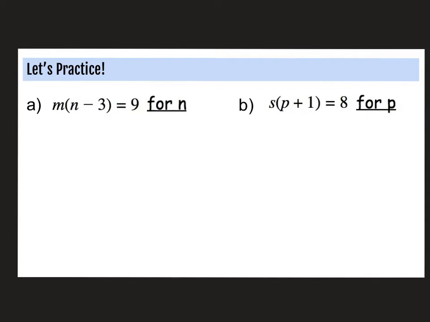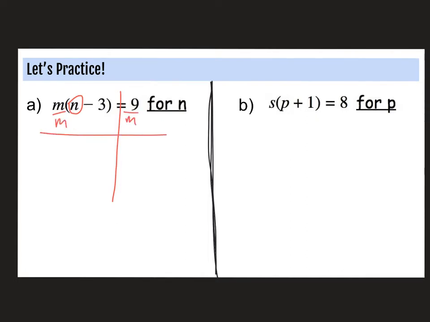So let's start by just looking at a few more examples like this. I'd like you to watch letter A here with me, and then try letter B, and we'll see if we've got this down. First off, as we look at letter A, there are a few different ways we could do this. We're trying to solve for n, so I'm going to circle n. First off, we can get rid of this m on the outside of the parentheses. It's multiplied, so if we divide by m on both sides, we can get rid of it. It's going to leave us with n minus 3 equals 9 divided by m.